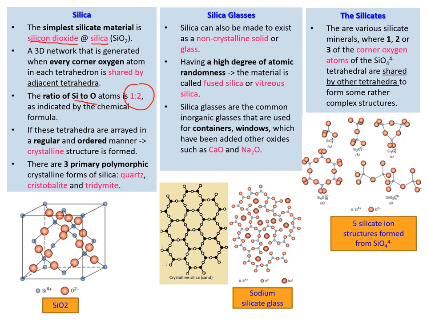If these tetrahedra are arrayed in a regular and ordered manner, a crystalline structure is formed. There are three primary polymorphic crystalline forms of silica, which are quartz, cristobalite, and tridymite. Another group of silicate is what we call silica glasses. Silica can also be made to exist as a non-crystalline solid or glass. Having a high degree of atomic randomness, the material is called fused silica or vitreous silica. Silica glasses are the common inorganic glasses that are used for containers and windows, which have been added with other oxides such as calcium oxide and sodium oxide.